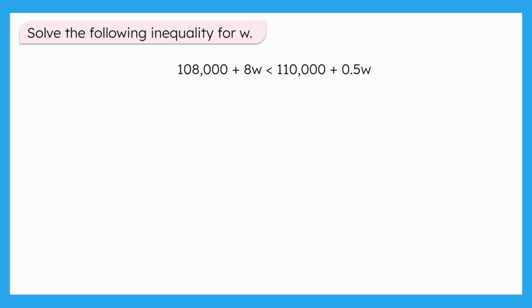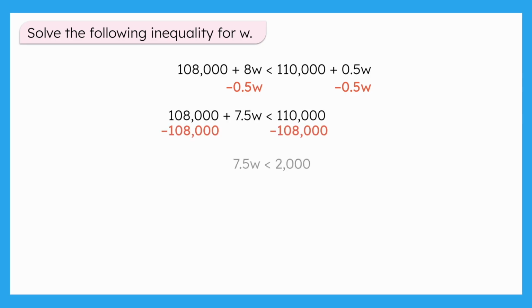Okay, I think we're ready to tackle this inequality for the team. Pause the video here and solve this inequality for W. Let's see whether we got the same answer. I started by subtracting this 0.5W from both sides. That left me with 108,000 plus 7.5W. Next, I subtracted 108,000 from both sides to get 7.5W is less than 2,000.